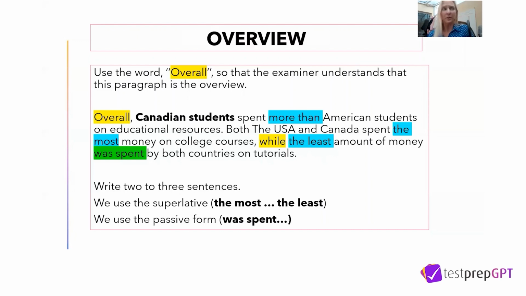In terms of grammar, it's useful to use those comparative and superlative forms, the most and the least, more than, and also I've used 1 passive form, and the use of the passive is useful in writing task 1, not only in bar charts, but in some of the other visuals that we'll be looking at in these videos. So aim to use some superlatives, some comparatives, and the passive.